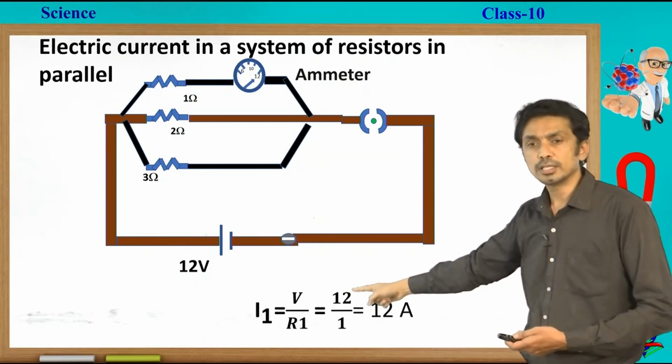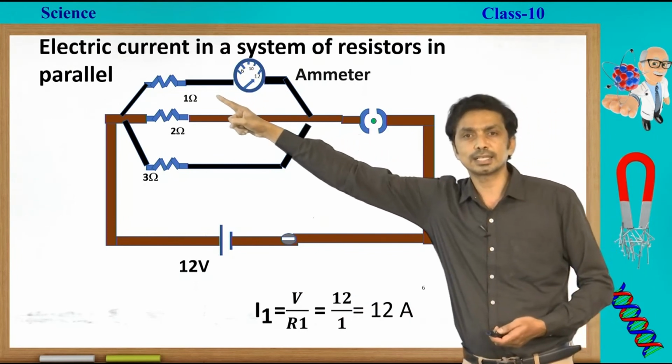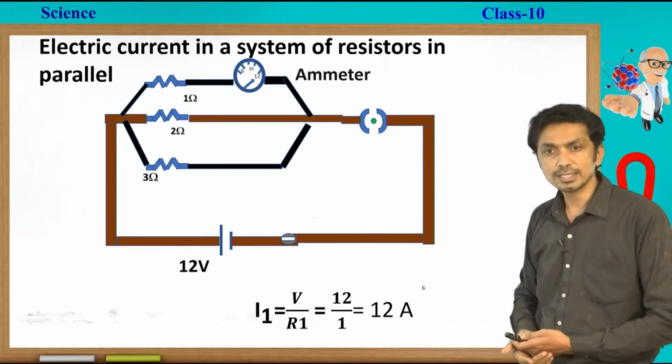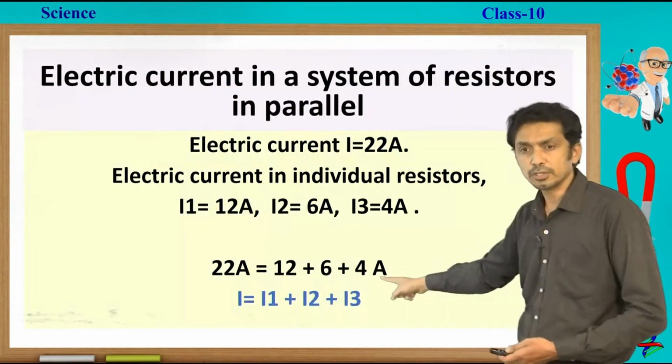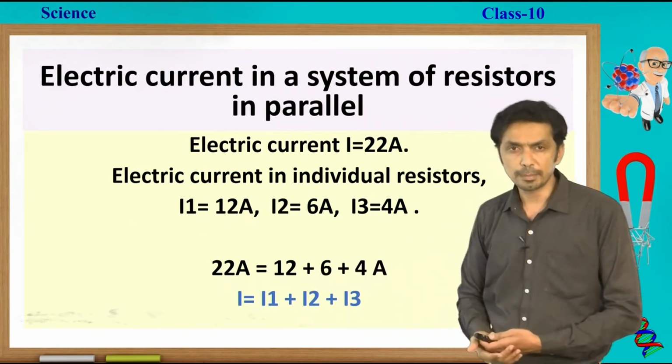You can see the potential difference is 12 volt and the resistance where we are measuring the electrical current is 1 ohm. So 12 by 1 is equal to 12 ampere is the electric current flowing through this 1 ohm resistor. So if you add these three values, it will be equal to 22 amperes.